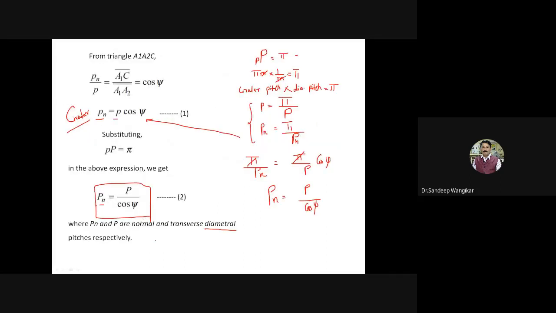So if I put here the relations, Pn is in diametral pitch. If I want to express it, 1 upon mn, where Pn is the normal pitch and mn is the normal module, is equal to 1 upon m into cos of psi. So what will I ultimately get? I will get mn is equal to m into cos of psi. So if we substitute 1 by m, this expression I have given you, you will get mn is equal to m cos psi, where mn stands for the normal module and m stands for the transverse module.